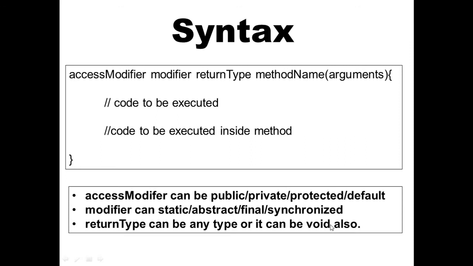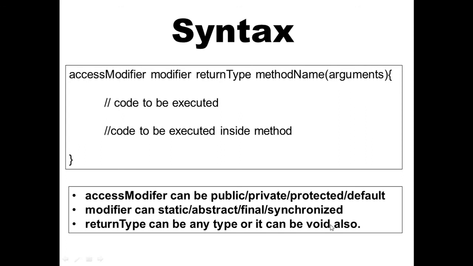For primitive and non-primitive, you need to go to our video tutorial for data types in Java and see what is primitive and non-primitive. For your reference, I'll tell you. The return type can be integer, string, float, double, char, or a class name or an object reference.